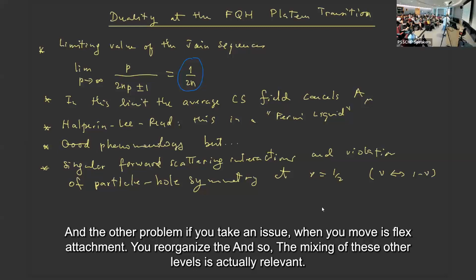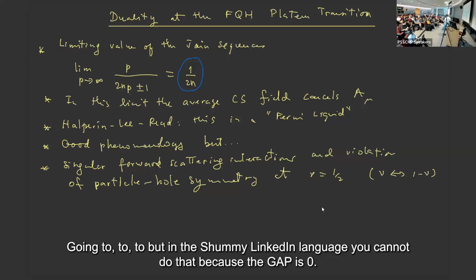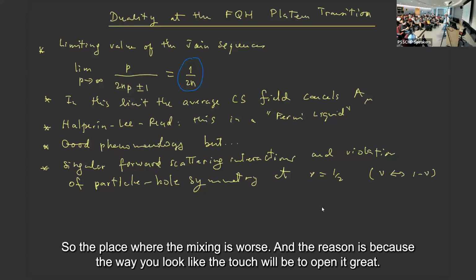And so, provided you stay in a gap state, the mixing of these lambda levels is actually irrelevant as you go into the infrared, as you go to long distance. But in the Fermi liquid limit, you cannot do that because the gap is zero. So the place where the mixing is worse in this sense.